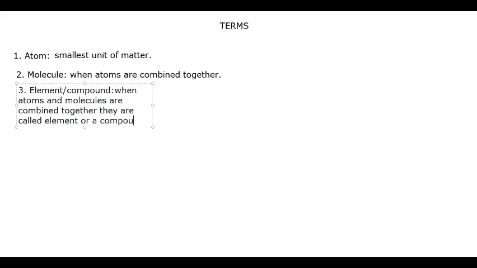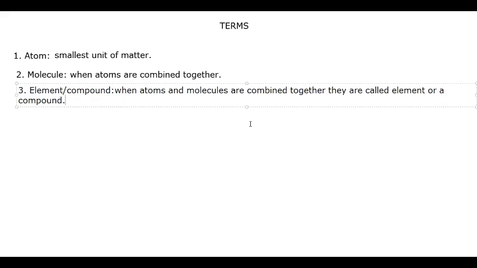There's a lot of spelling mistakes. Let me just find it. Okay, so they're called an element or a compound.